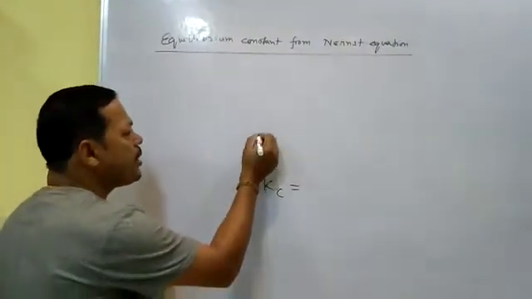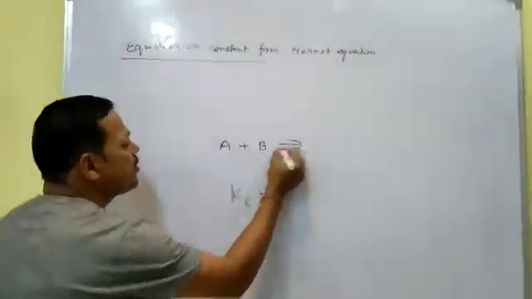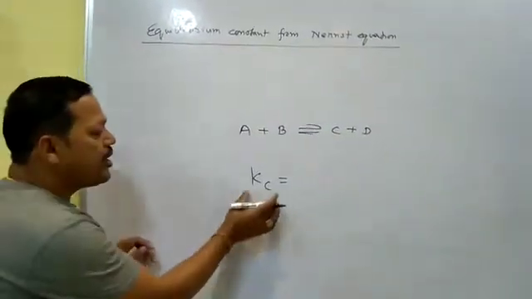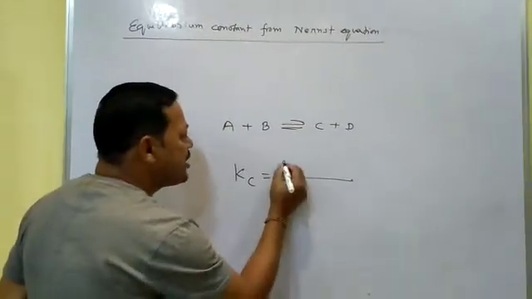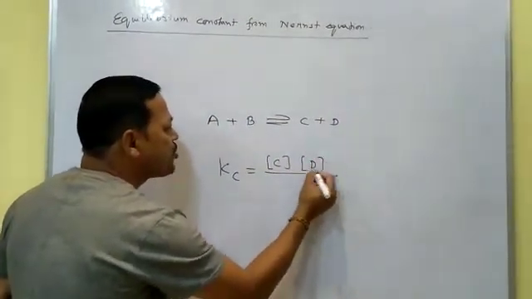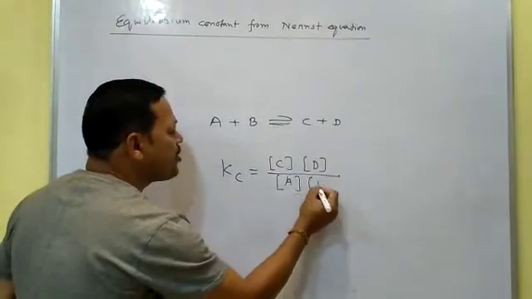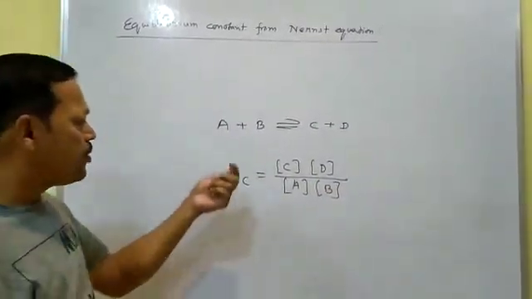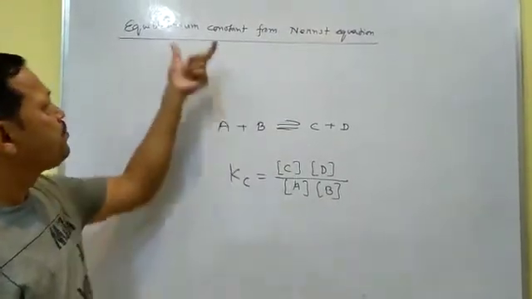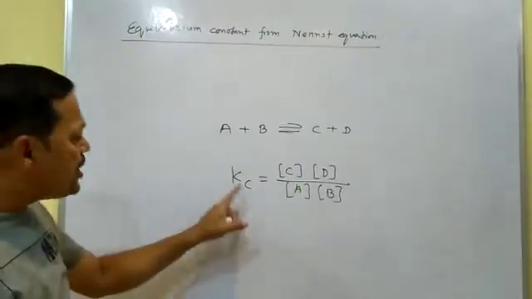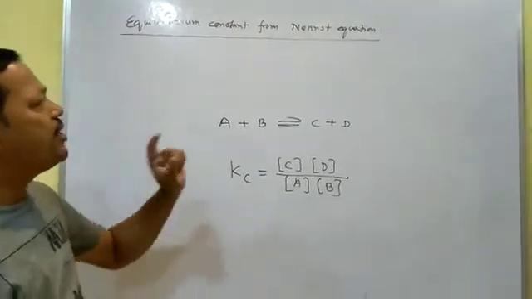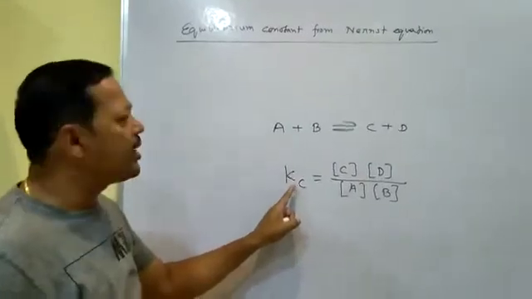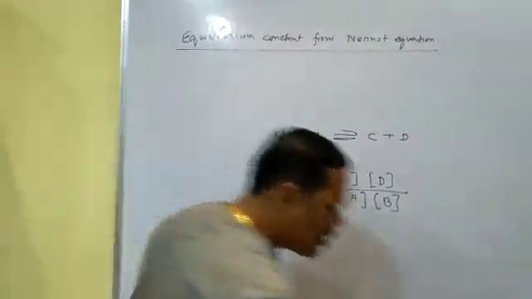For example, suppose a reaction is like this, A plus B gives C plus D, and suppose the reaction is at equilibrium. Then you can write the equilibrium constant Kc. Kc is equal to multiplication of the concentration of product divided by multiplication of the concentration of reactant. Already you have got in class 11 in equilibrium chapter. So Kc represents the equilibrium constant. So this equilibrium constant you can find out from Nernst equation also. So how do you find out the equilibrium constant Kc from Nernst equation? Now I will show you.